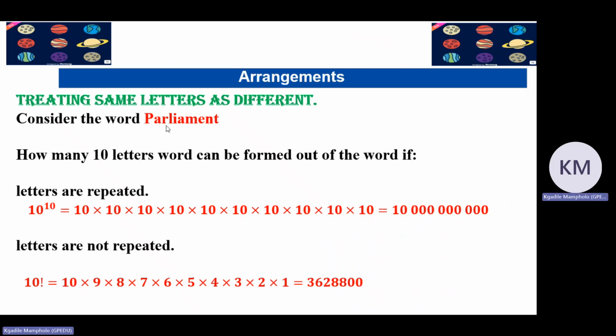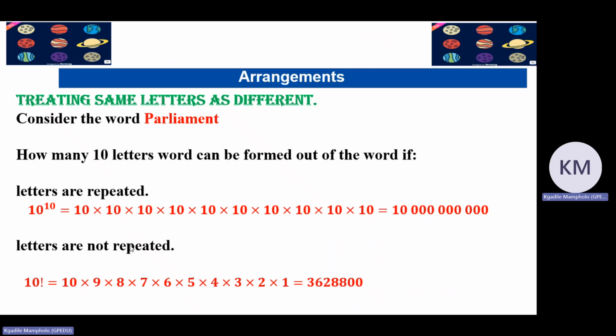When you choose the first letter of the new word, you choose out of the 10 letters of the word parliament. When you choose the second one, since you are repeating letters, you are still choosing out of 10. So every time you choose a letter of the new word, you choose out of 10 because repetition is allowed. We can just say 10 to the power 10, which is 10 billion words that can be formed out of the word parliament.